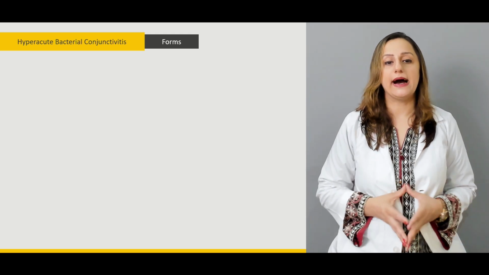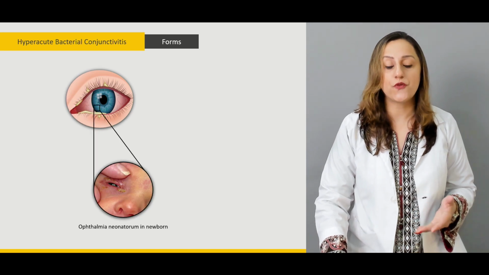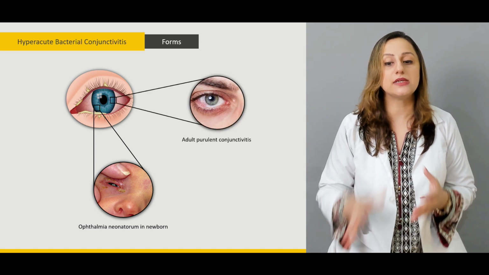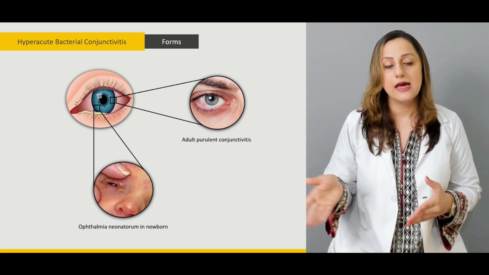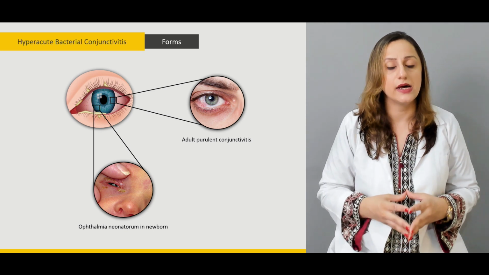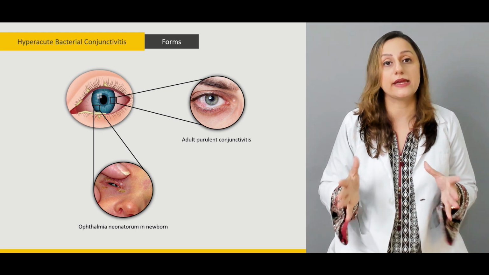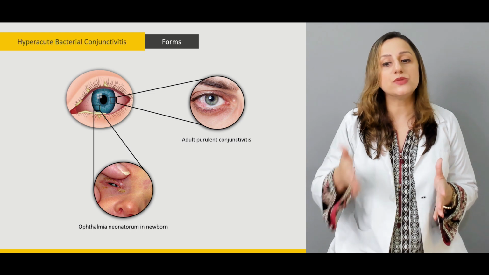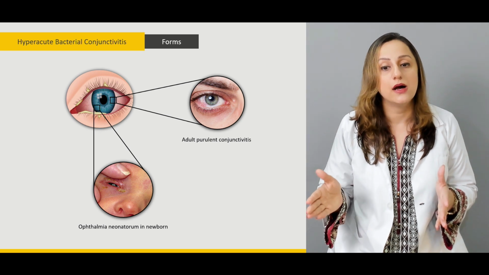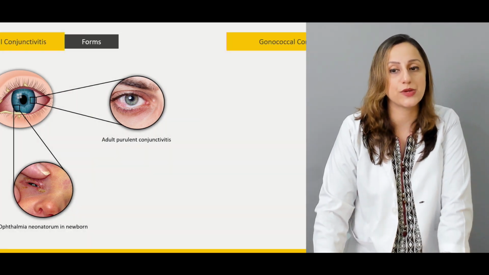The other forms of hyperacute bacterial conjunctivitis include two forms: ophthalmia neonatorum in the newborn, and the adult purulent kind of conjunctivitis. This kind of hyperacute bacterial conjunctivitis, which is sometimes very severe and debilitating for the patient, has a very hyperacute clinical course. It's related to sexually transmitted diseases. For example, the patient may be suffering from Neisseria gonorrhea, and the patient should be screened for other sexually transmitted diseases as well.